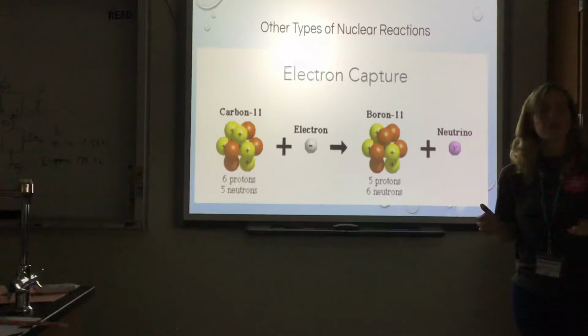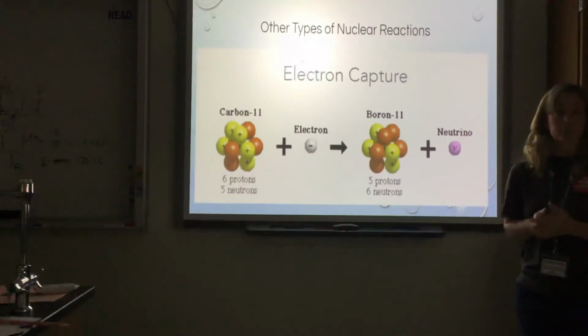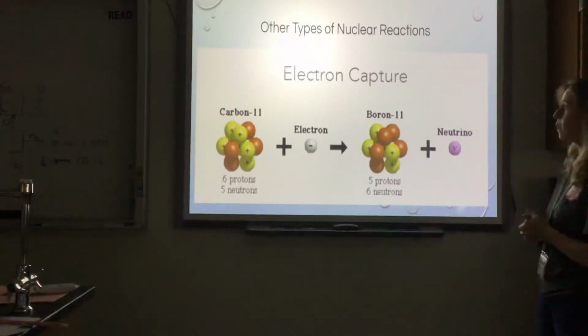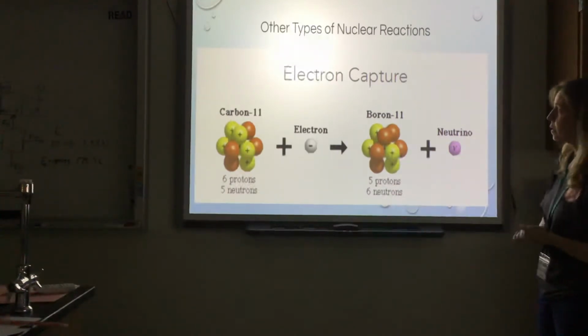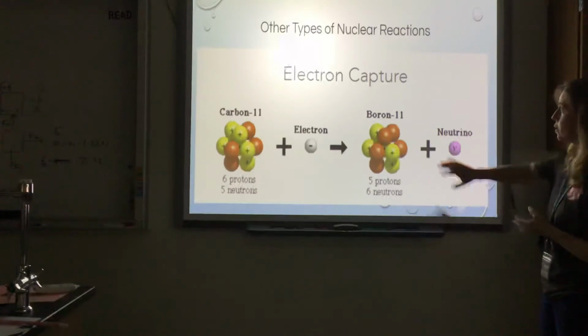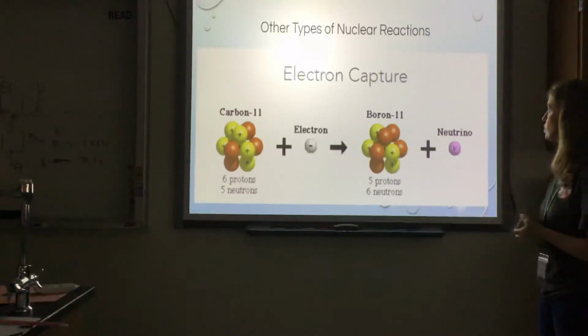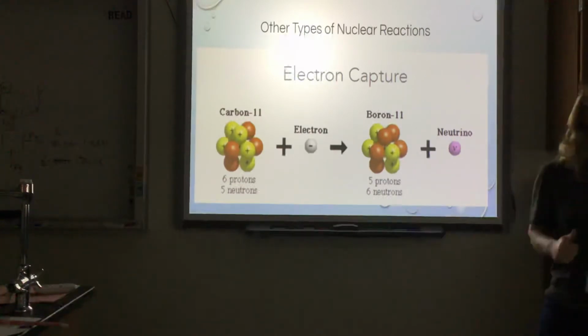Okay guys, so I'm going to be talking a little bit about electron capture and what actually is happening in nuclear fission and fusion. Alright, so here you have carbon 11 reacts with an electron, and now you have boron 11. Okay, and then it produces what we call a neutrino.